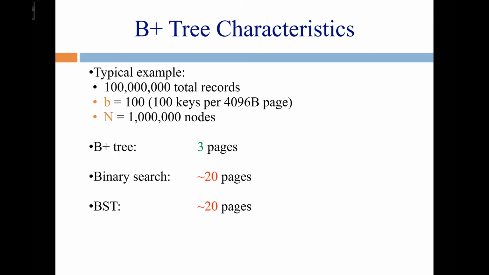Okay, so with a B plus tree, log base 100 of 1 million is only 3. We can find any leaf node in 3 page accesses. With binary search, it's log base 2 of 1 million, it's about 20. With a BST, also about log base 2, so about 20. So we have done way, way better with an extremely wide balanced tree, a B plus tree, than we could do with a binary search or a binary search tree.